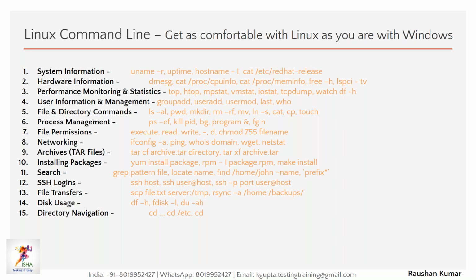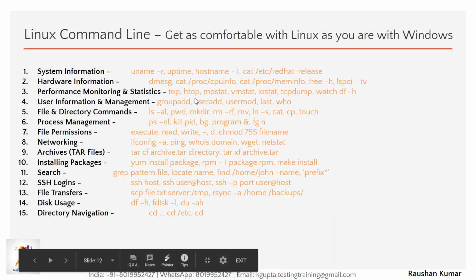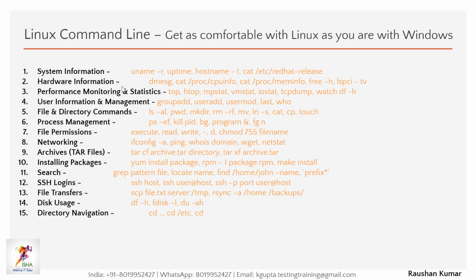How do I look at the processes, the system information, the hardware information, the performance monitoring and statistics? What users and groups do we have in Linux? How do I open a file, or navigate through different locations? How do I check file permissions, whether this user can access this particular file, and whether that user has the right permissions? Networking: how to look at the IP addresses, how to archive a file, how to create a zip file.